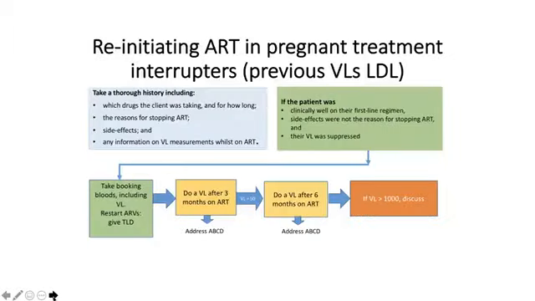Sorry. Okay, so this is the diagram from the guidelines, and you can see there that if someone was previously on ART, if they were on TEE, and you look through the folder or you look on TrackLab, and you find that the previous VLs were LDL, then they're pregnant now, then you take a viral load at baseline, and you would repeat the viral load after 3 months, but you would reinitiate this patient on TLD.